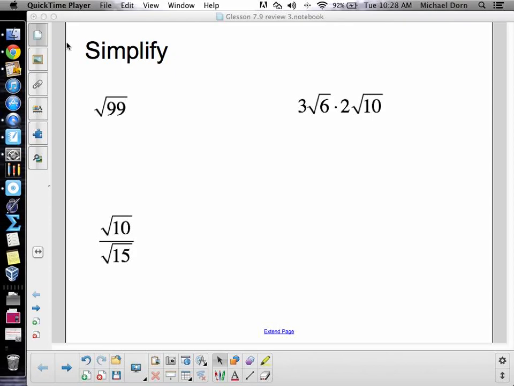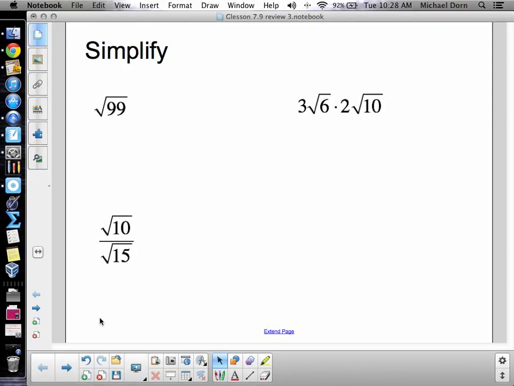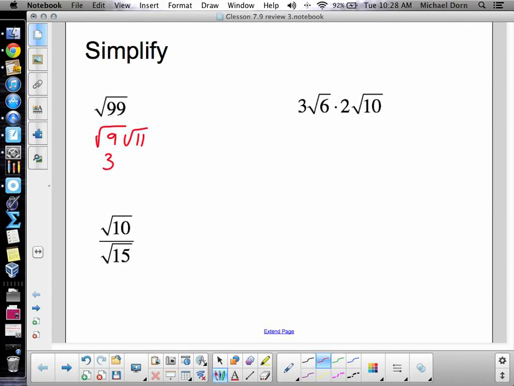All right. So simplifying radicals, definitely on the test. Square root of 99. It's going to go into square root of 99. 9. 3 is not a perfect square. 9 is. Okay? Square root of 9 times square root of 11, that's 3 root 11.